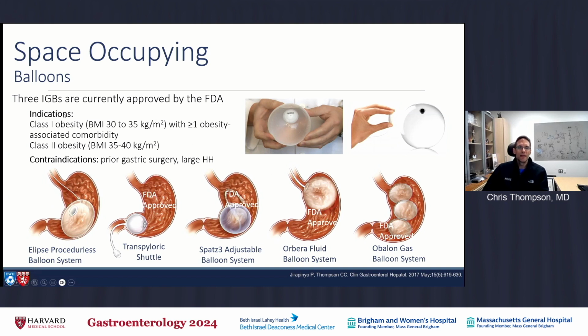According to the FDA, the indication was class 1 obesity. So that's, again, a BMI of 30 to 35 with associated comorbidity, or class 2 without. But now, again, the guideline says you actually can go all the way down to 27 for these.